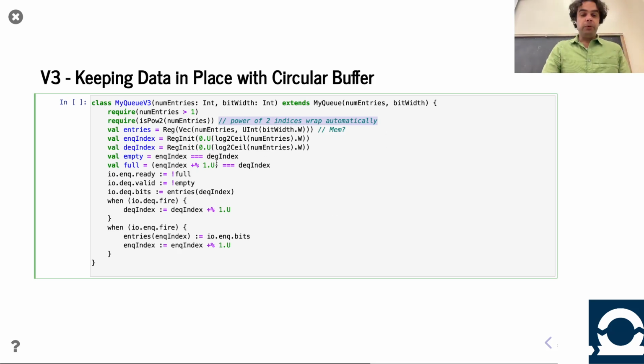Okay, so now we have this notion of empty and full. How does this help populate things? Well, we're ready to NQ if we're not full. We're ready to DQ if we're not empty. Or rather, DQ is valid if we're not empty. That's pretty simple. How about the bits? How do we write things? For DQ, we simply read from the DQ index. Of course, if we're DQing, we add one to the DQ index. Like I said before, because of the power-of-two number of entries, this does the wrap for us automatically. And what about NQing? Well, we NQ at the NQ index. That's pretty simple.